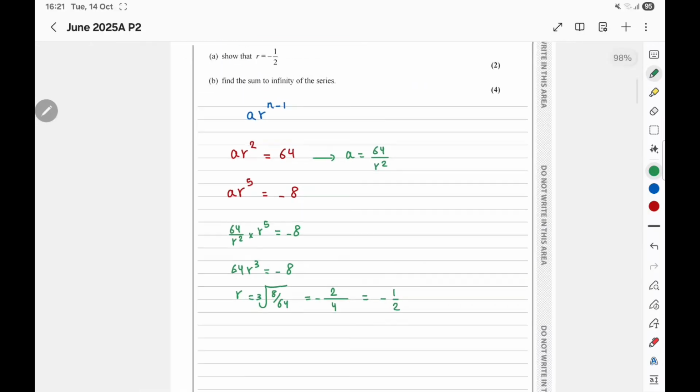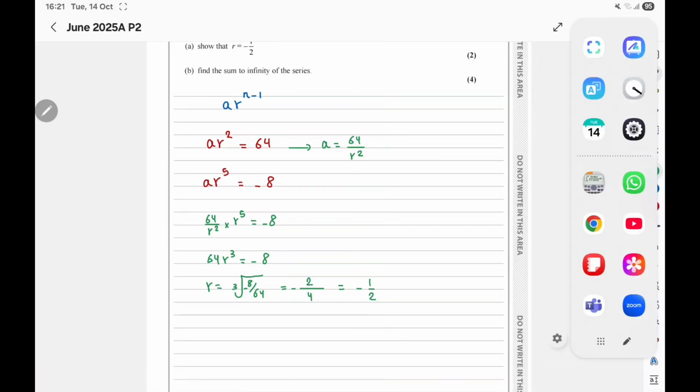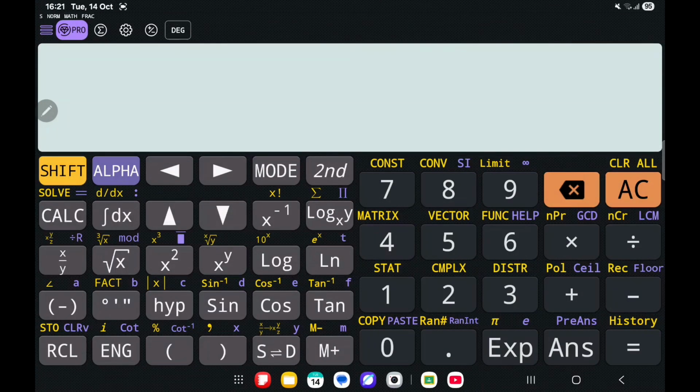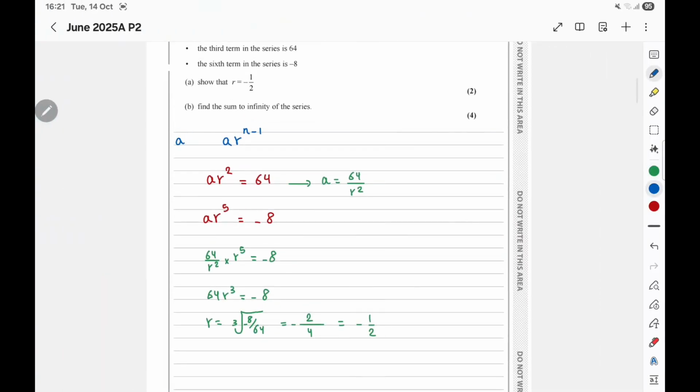No need for a calculator. Of course, you can use the calculator: shift, cubic root, negative 8 over 64, negative half. Okay, this is part A.